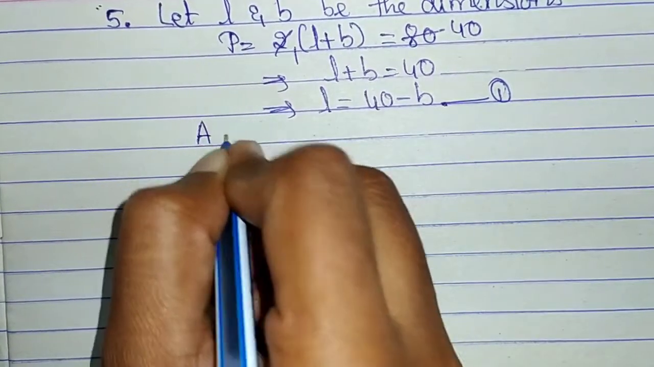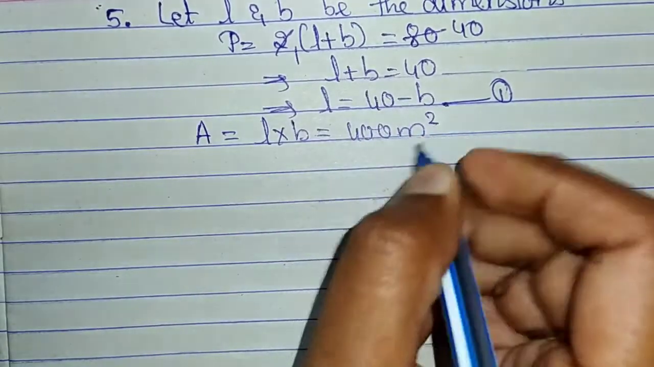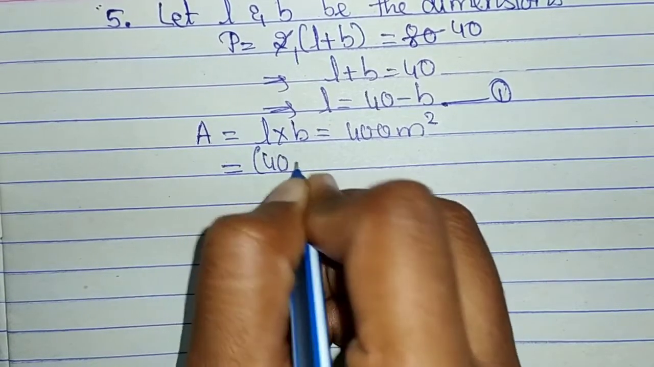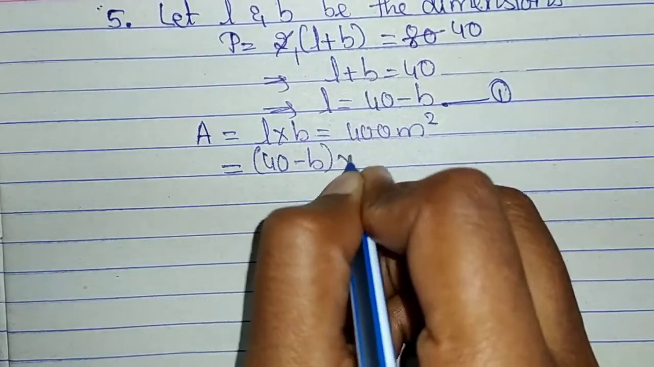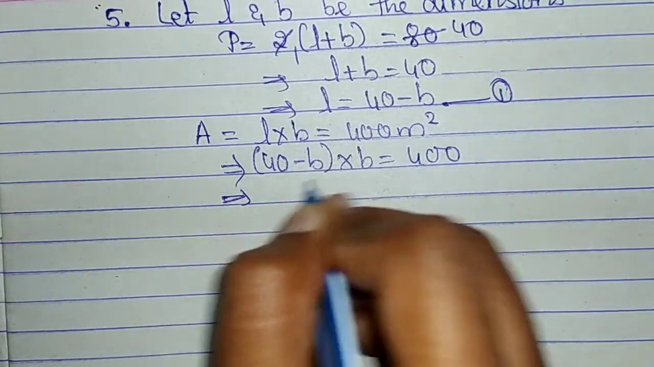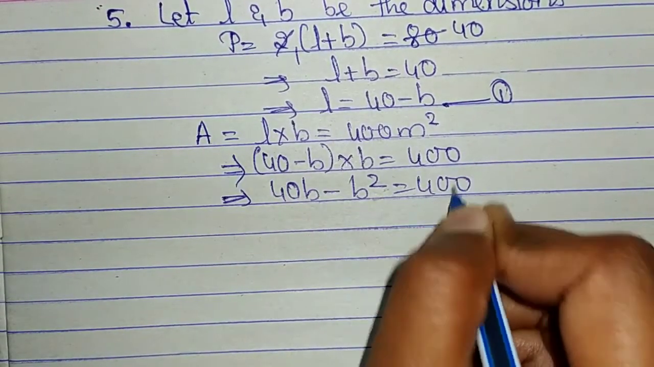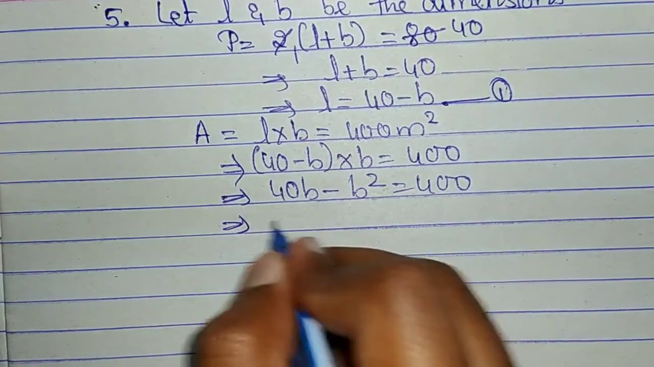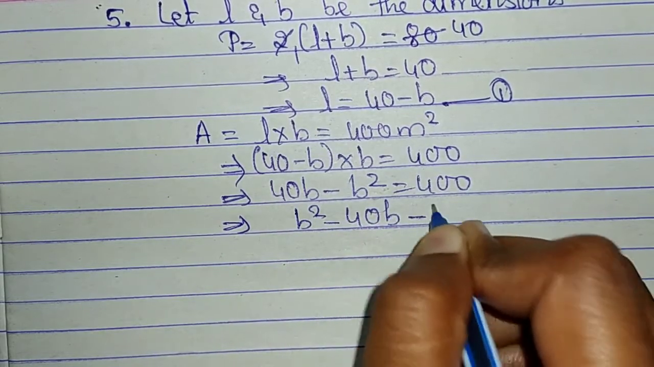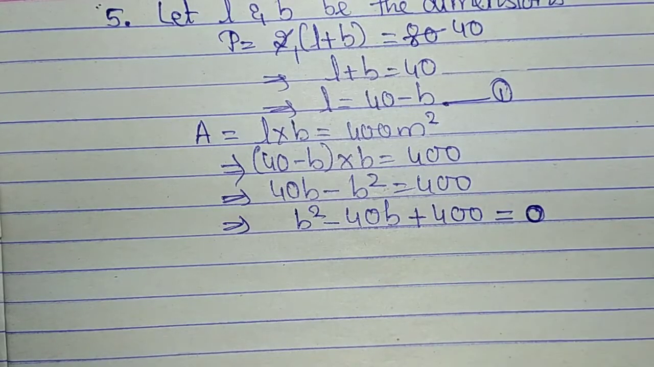They also told us area, which is equal to length into breadth, is equal to 400 meter square. Now from the first equation we have length is equal to 40 minus breadth. Substituting that, (40 minus b) into b is equal to 400. Opening the brackets, we get 40b minus b square is equal to 400. So we get an equation of the form b square minus 40b plus 400 is equal to 0. This is our quadratic equation.